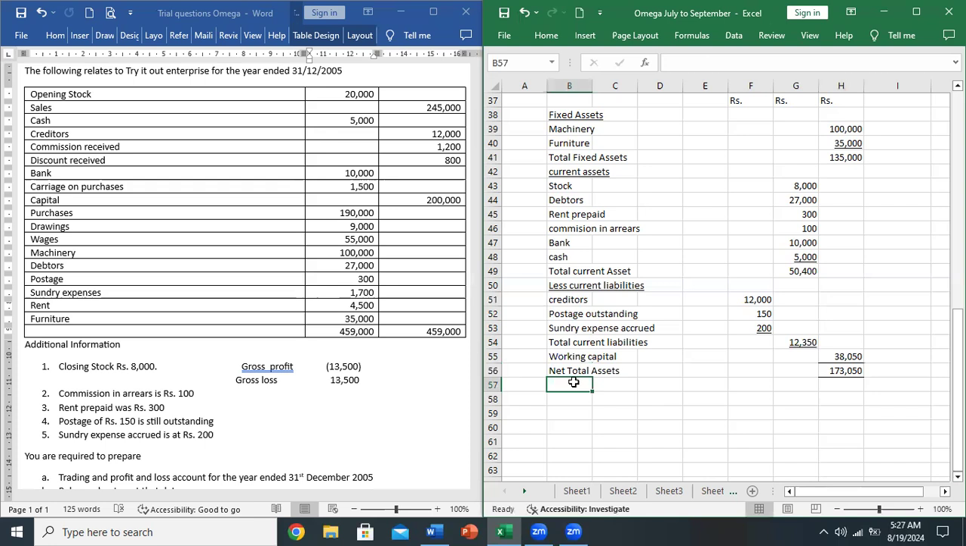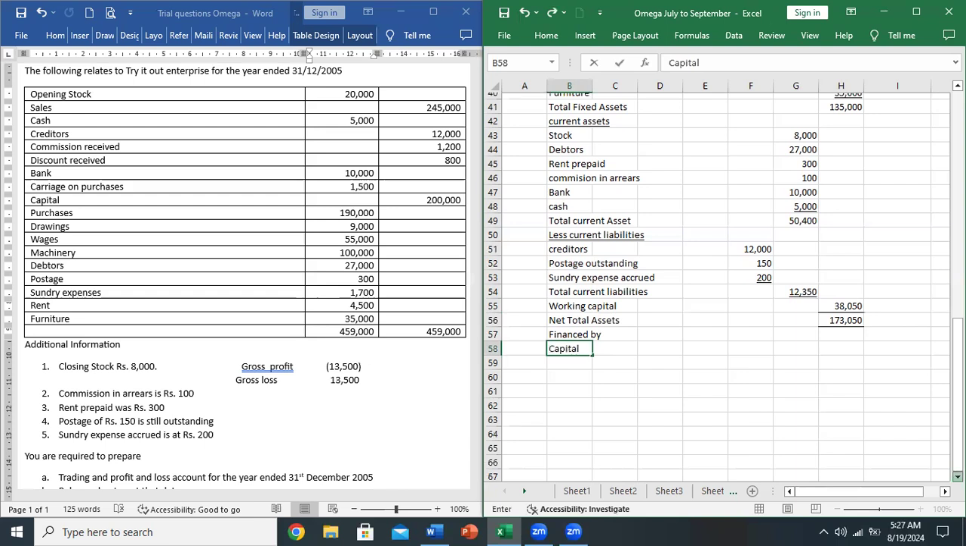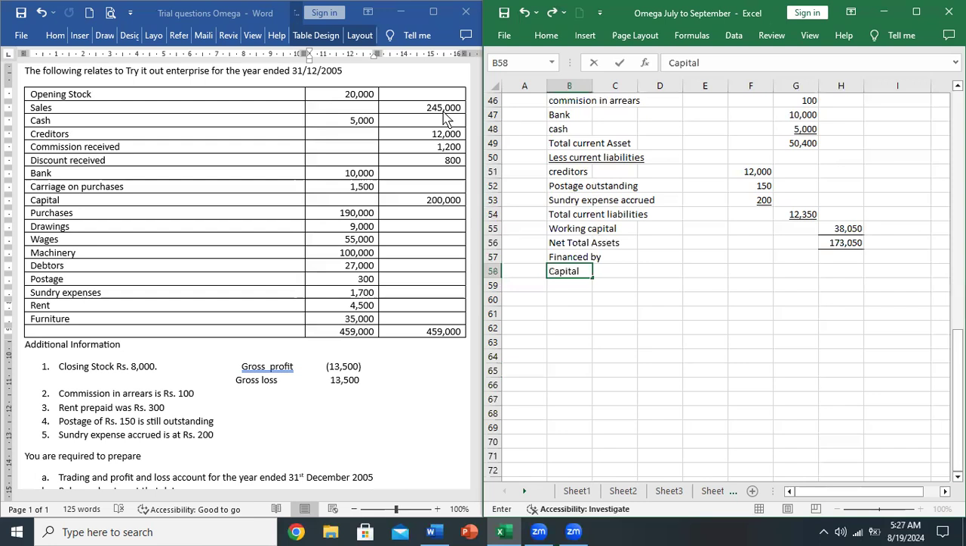Okay. So after that, we go to the finance by, and the first thing we show is our capital. The capital given in this question is 200,000. Okay. And from our format, when you bring the capital, you less drawings and you add any profit or loss from your profit and loss account. So here we have drawings. So we less drawings of 9,000.